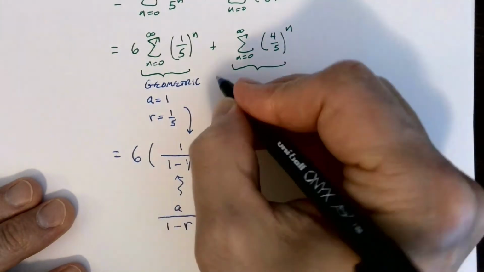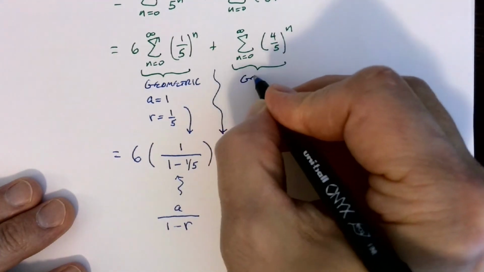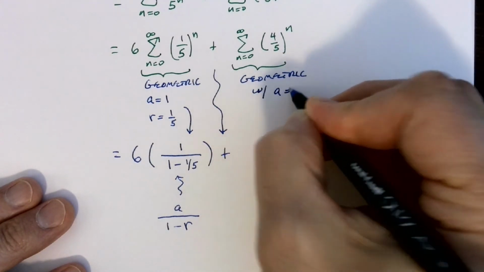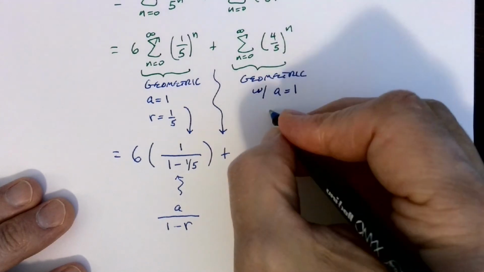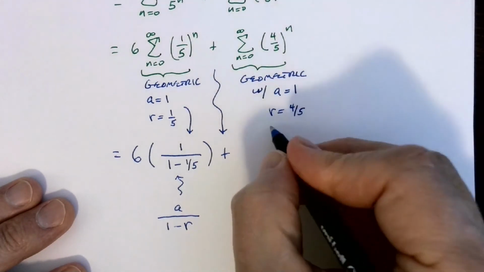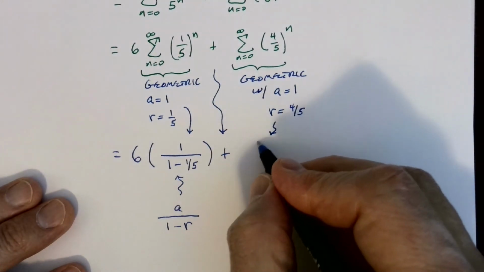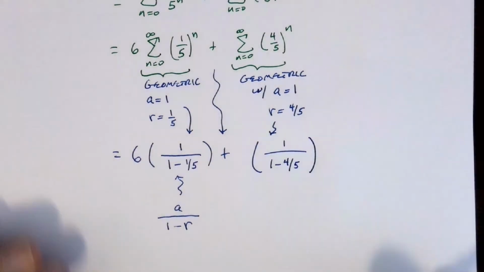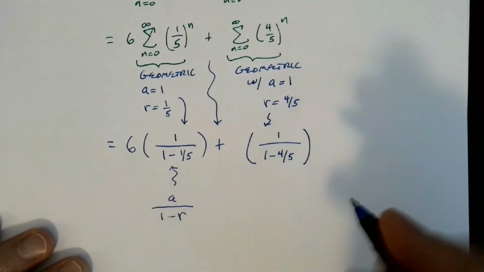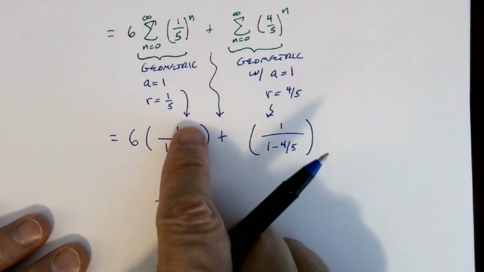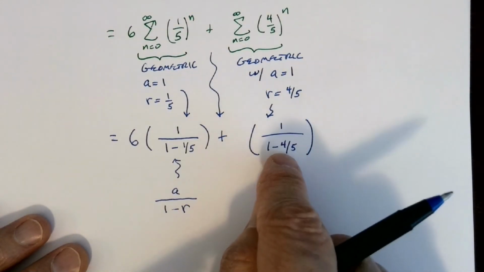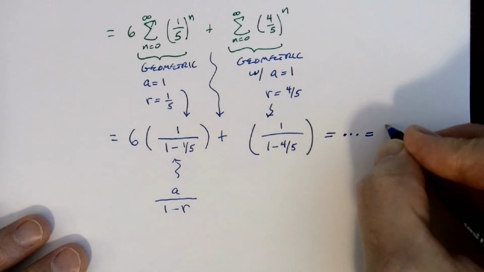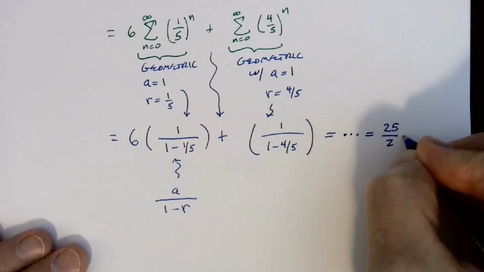Okay, plus, don't forget we got plus. What's this? This is also geometric, with a equal, again, 1, when n is 0, I get 1, and r equal to 4/5. And so, since r is less than 1 in absolute value, this is convergent. Now, I'll let you do the arithmetic on this. You get 1 divided by 4/5 here, 1 divided by 1/5 here, multiply that by 6, add them together. I'll let you finish that out and show that this is 25 halves, or 12.5.